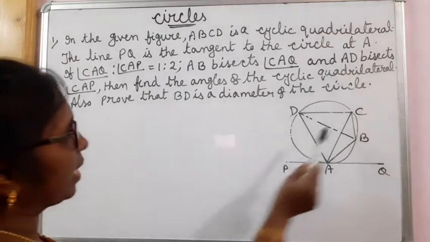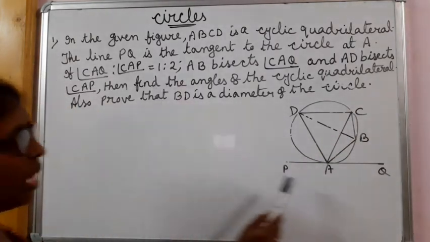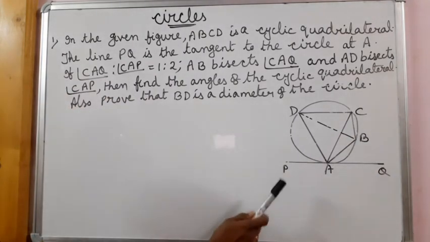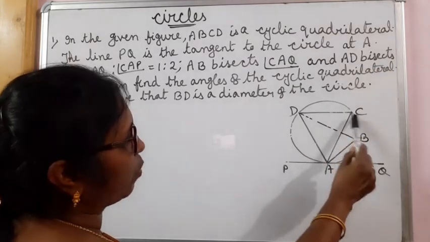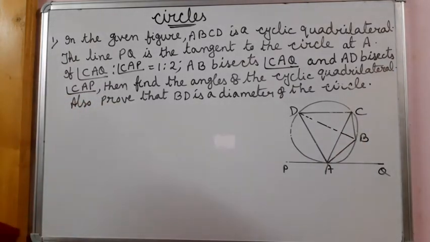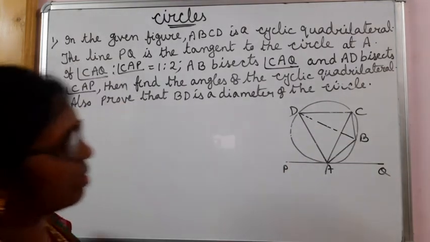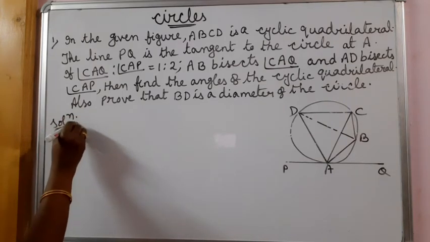And the ratio between angle CAQ and CAB is given as 1:2. AB bisects angle CAQ and AD bisects angle CAB. If it is so, we have to find the angles of the quadrilateral ABCD. After that, we have to prove that BD is the diameter of the circle. Okay, let us work out the solution.